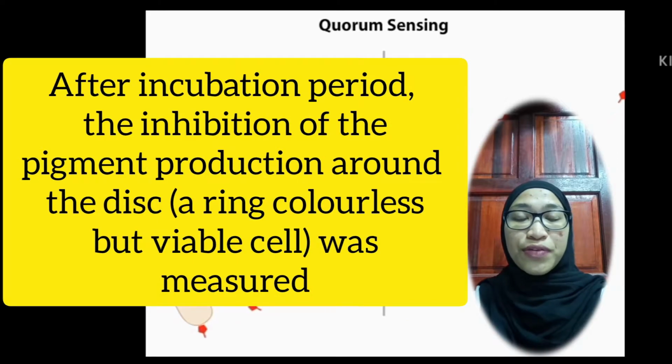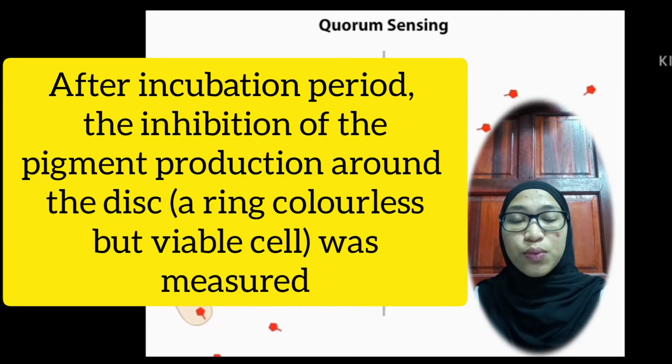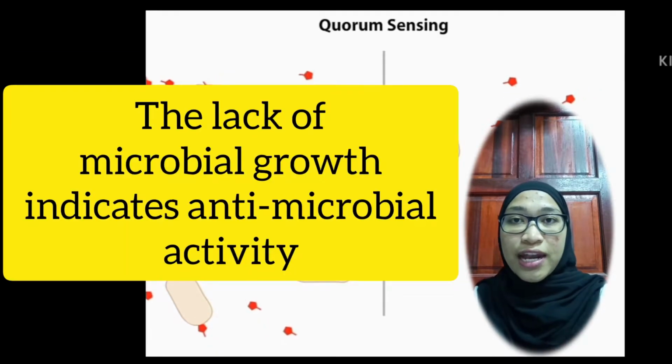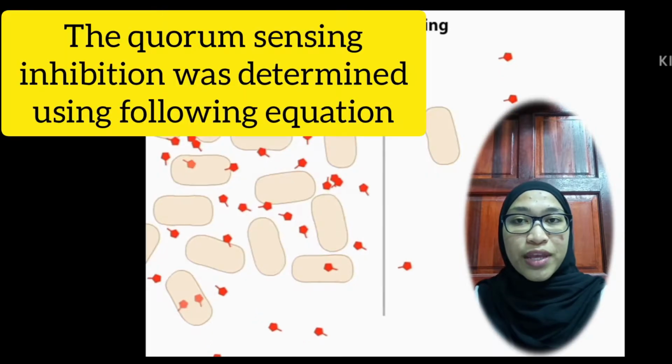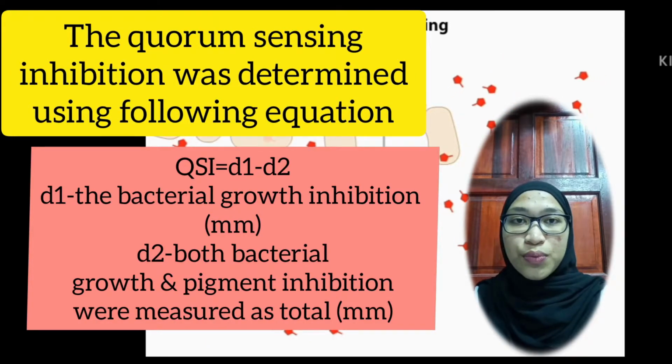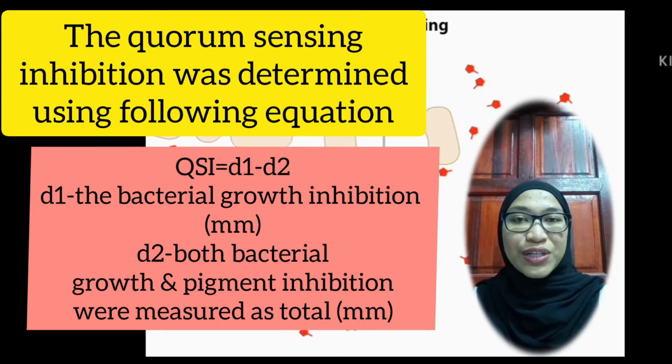After the incubation period, the inhibition of the pigment production around the disc was measured. The lack of microbial growth indicates antimicrobial activity. The quorum sensing inhibition was then determined by the following equation.